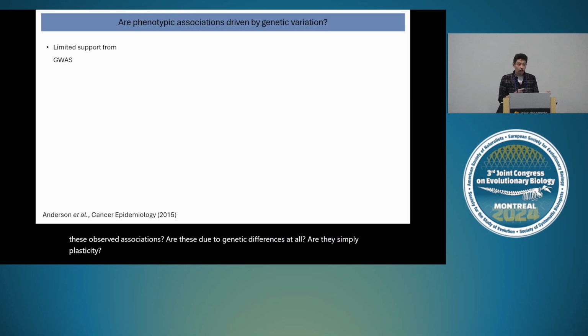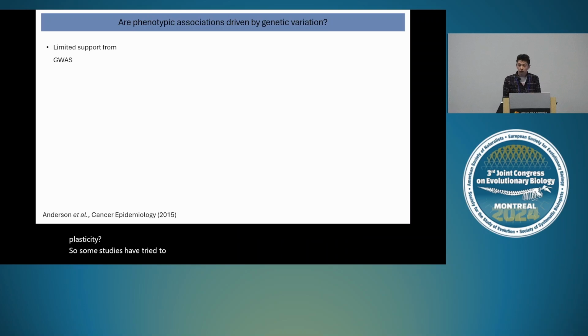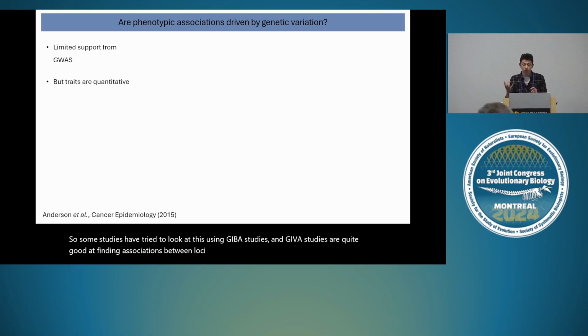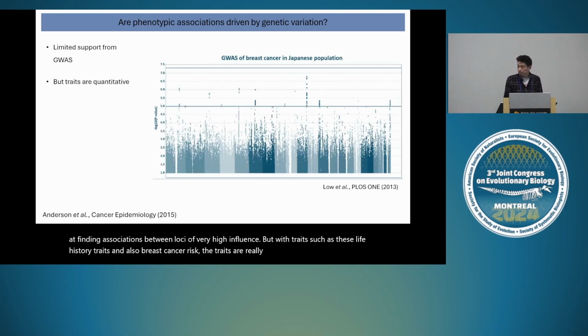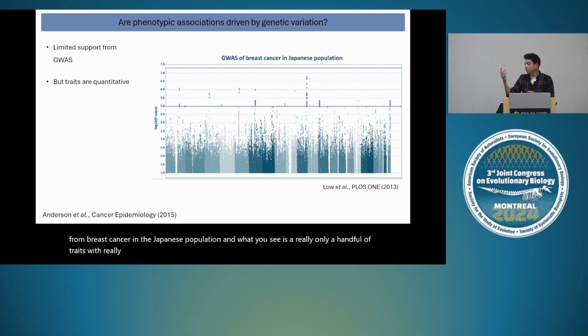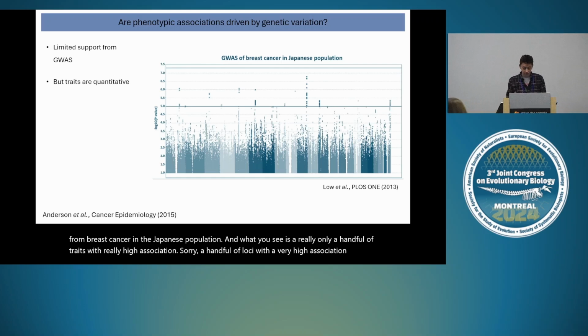So some studies have tried to look at this using GWAS, and GWAS are quite good at finding associations between loci of very high influence. But with traits such as these life history traits and also breast cancer risk, the traits are really quantitative traits. Here's a GWAS of breast cancer in the Japanese population, and what you see is really only a handful of loci with a very high association with breast cancer risk.